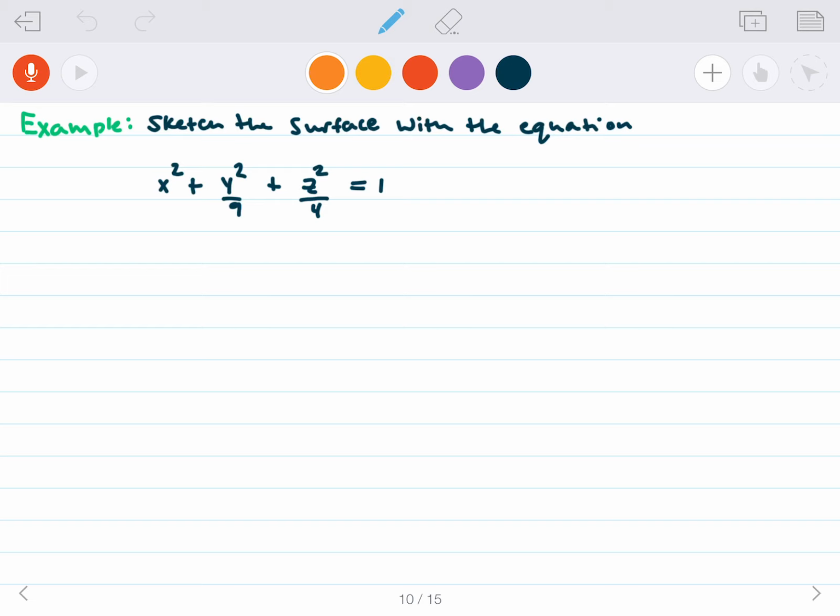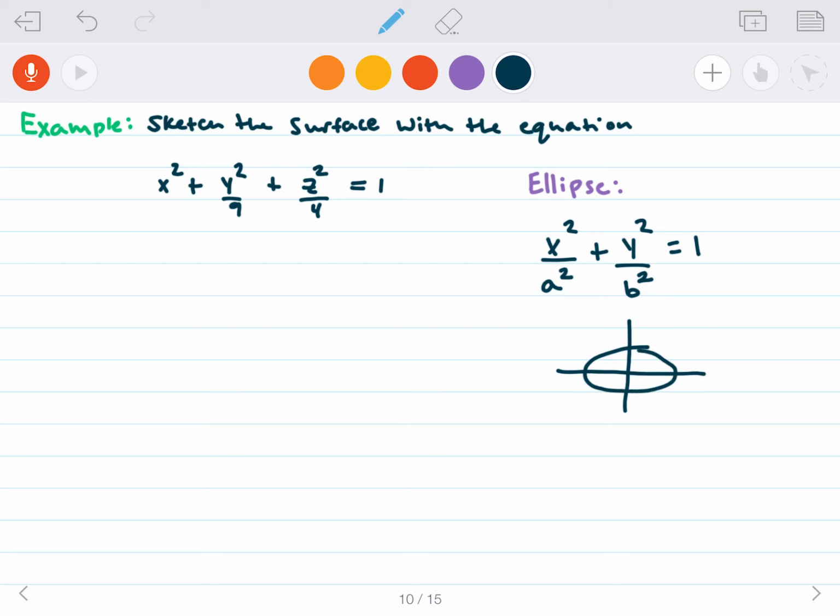Alright, so let's sketch the surface with the given equation. The first thing that we need to know to do this is the equation of an ellipse. An ellipse is oval shaped. It's basically the shape of an oval. And it has the following form: x squared over a squared plus y squared over b squared is equal to 1. And it's going to look something like this.